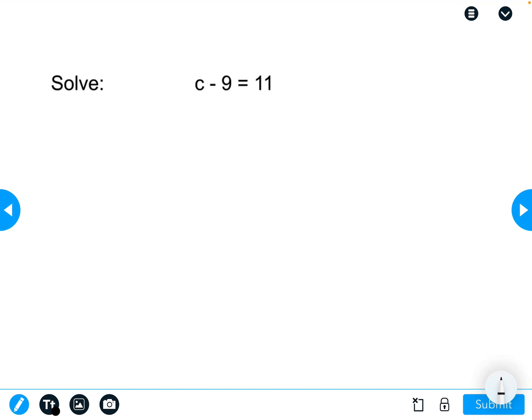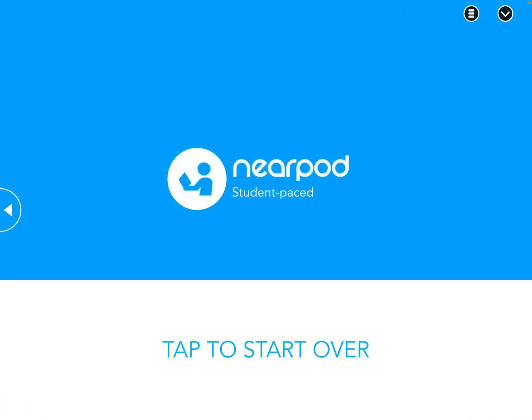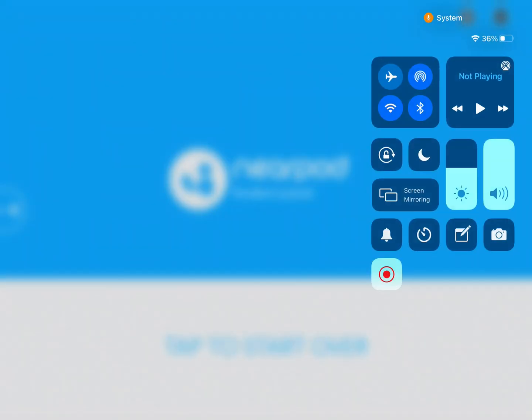Okay, in this equation, c is getting subtracted by 9. So to get rid of the minus 9, I'm going to add 9 to both sides, and I'm left with c equals 20. And in this problem, I'm having x being divided by 5, so I need to multiply both sides by 5, which gives me 30 equals x. And that concludes our lesson.